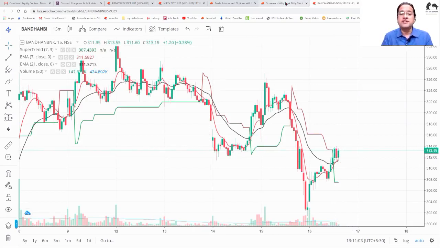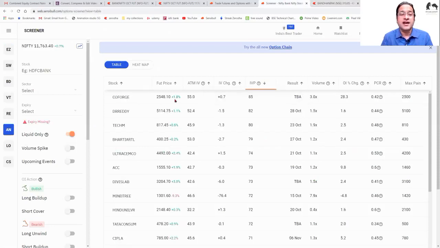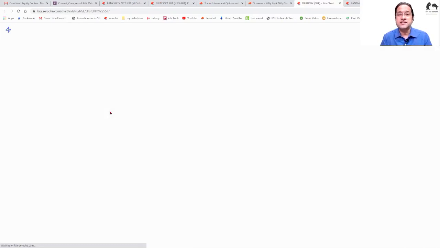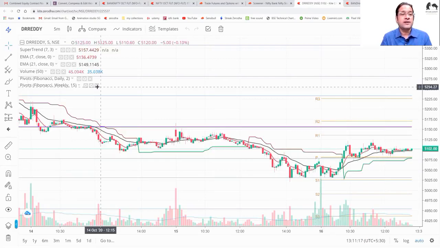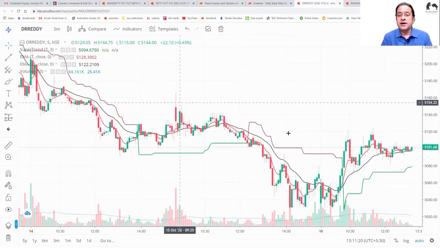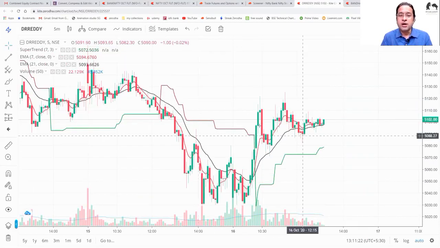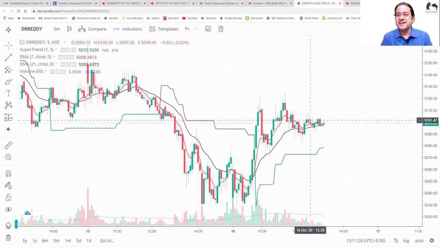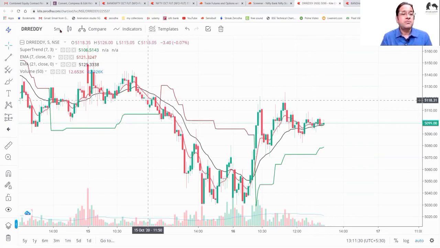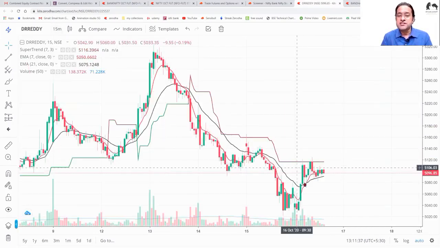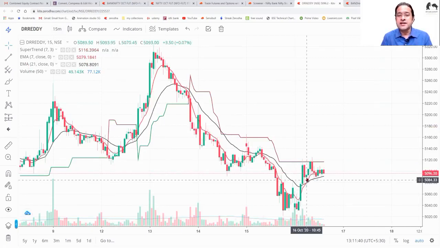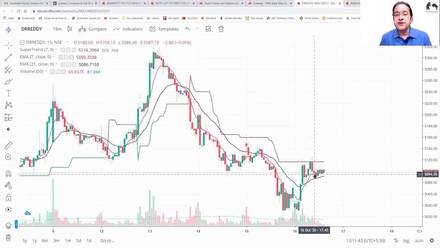Now let me go back to the screener and see where the IV percentile is very high. I would like to look at Dr. Reddy's here. Now, what's happening with Dr. Reddy's? Let's see. Again, I'm going to clear this space. Okay, and as you can see here, there was already a move, and currently after a big move, it's sideways. Even in a 5 minutes chart, it's sideways. Let me check with a 15 minutes chart. Okay, not much. It's showing a slight reversal, but it's not a confirmed up move.